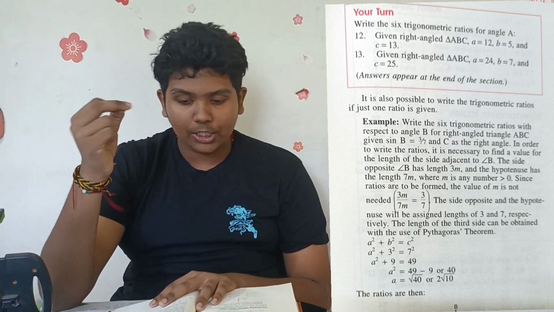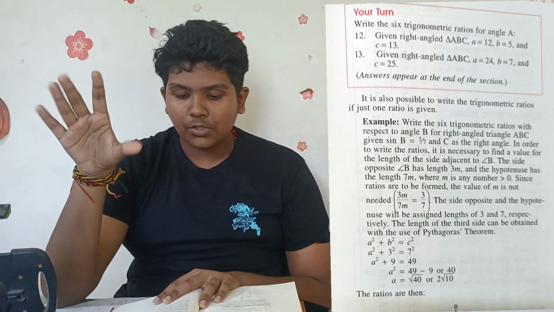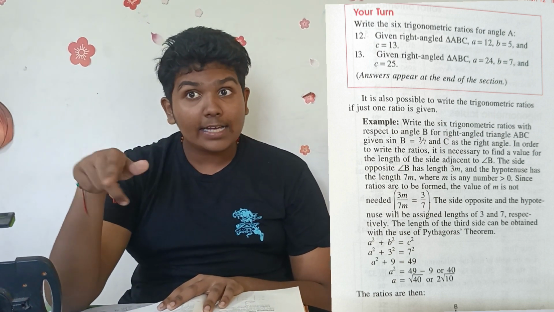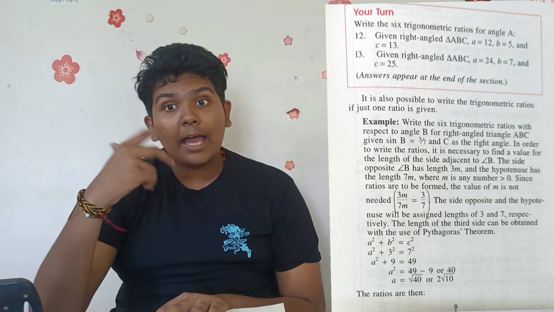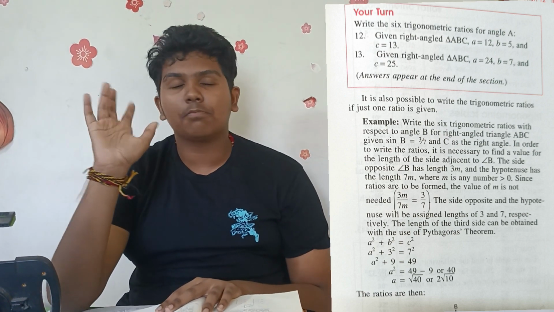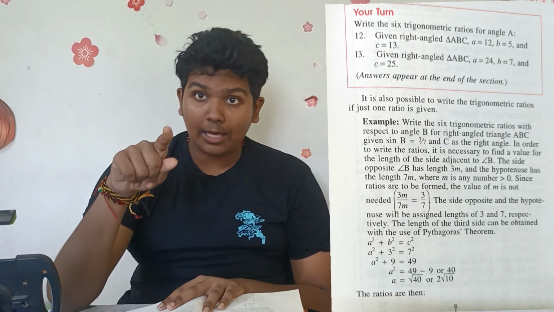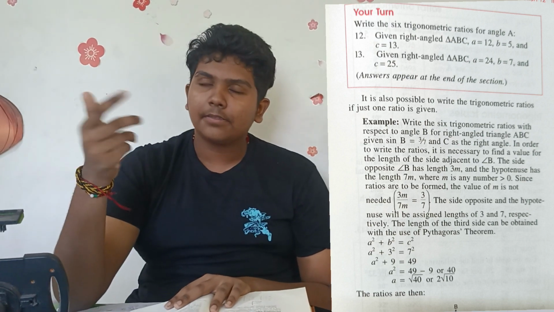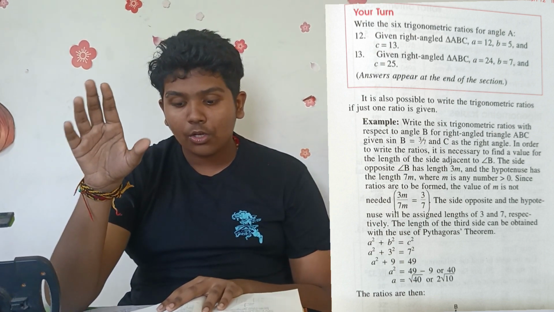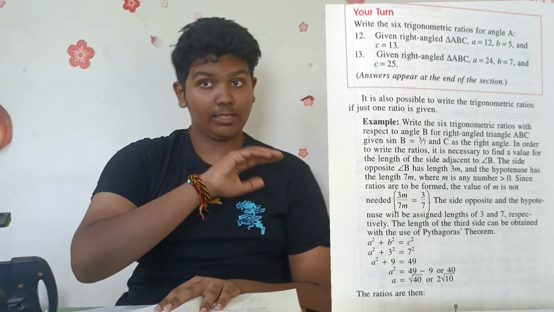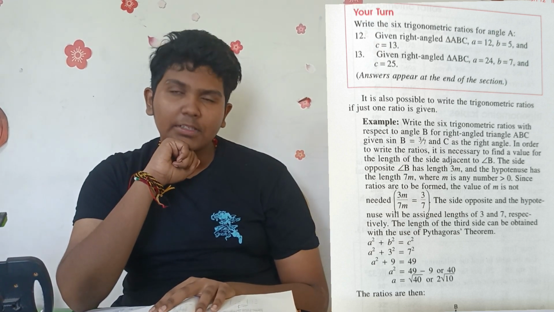In order to write the ratios, it is necessary to find the length of the side adjacent to angle B. So the side opposite angle B has length 3m and the hypotenuse is 7m, where m is any number bigger than 0. Since ratios are to be formed, the value of m may not be needed, as 3m by 7m is equal to 3 by 7. So the side opposite and the hypotenuse will be assumed to have lengths 3 and 7 respectively. So what is the length of the third side?